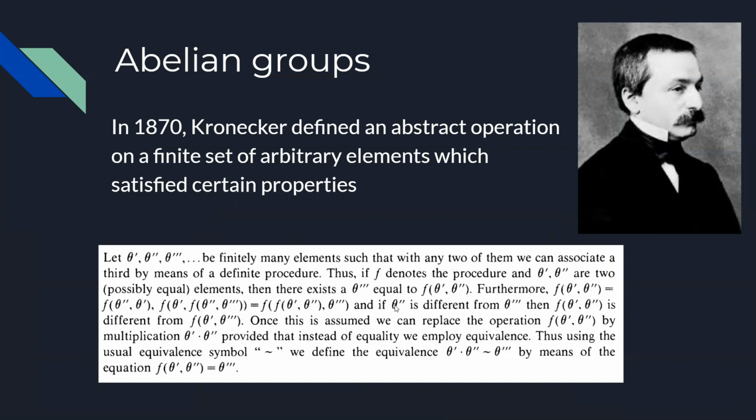And then he goes on to say that if theta double prime is different than theta triple prime, then the function of theta double prime with theta prime must be different than theta prime and theta triple prime. And then he says you can replace the operation of the function of theta prime and theta double prime by just multiplying the 2 elements together. Thus, they use the equivalence symbol to define the equivalence of theta prime dot theta double prime being equivalent to theta triple prime. And that's how he defined theta double prime being equal to theta triple prime.